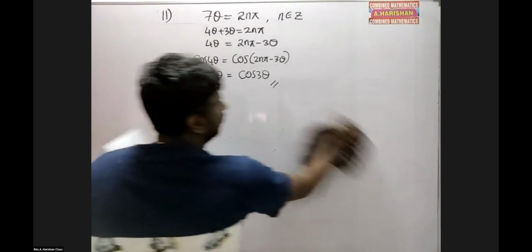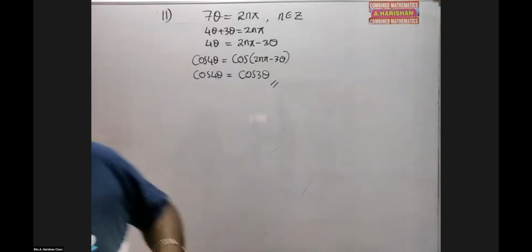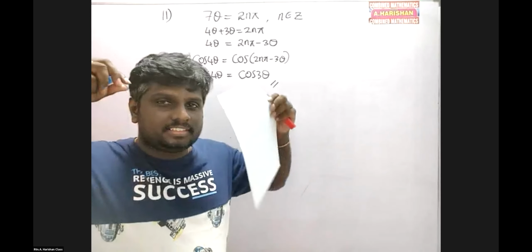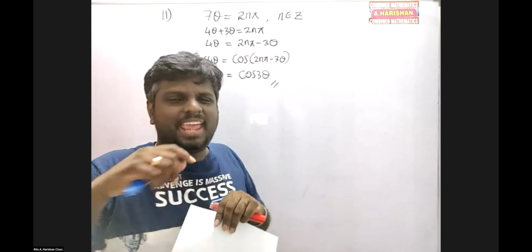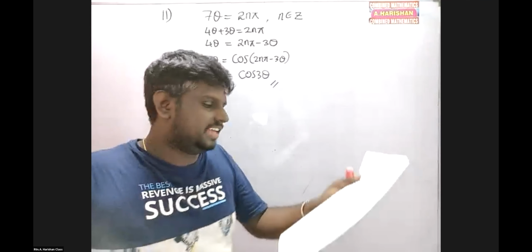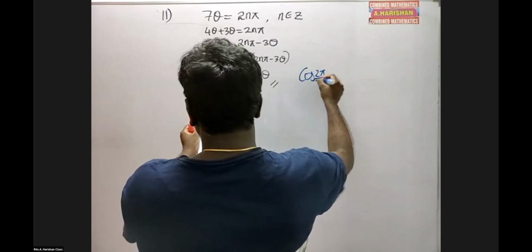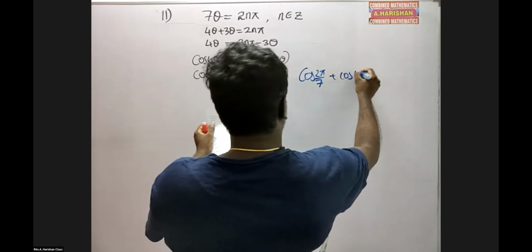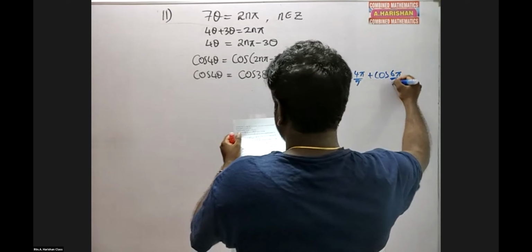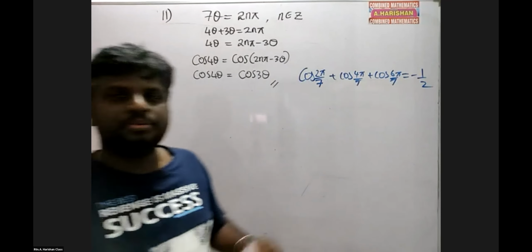Okay, so now we have come to the last part of this question. Suddenly they asked, without anything, deduce that cos 2 pi by 7 plus cos 4 pi by 7 plus cos 6 pi by 7 equals minus half. My goodness. How to do this one?